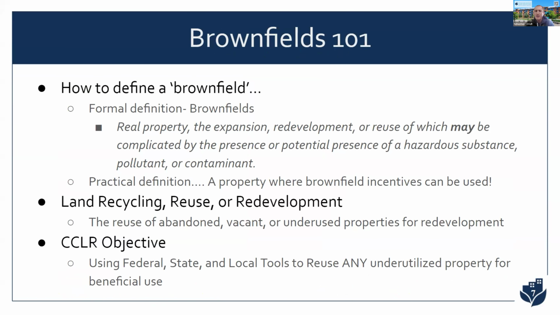Okay, like I said, beginning with the basics, how do we define a brownfield? Property in which the expansion, redevelopment, or reuse may be complicated by the presence or potential presence of a hazardous substance or contaminant. So there doesn't necessarily need to be the contamination there, but the fact that you don't know and that's stopping people from doing anything with the property, means that it could be a brownfield. And really, the point that C-Clear tries to push is, a brownfield is anywhere where you can use brownfield incentives and tie into some of these great programs, to make change.